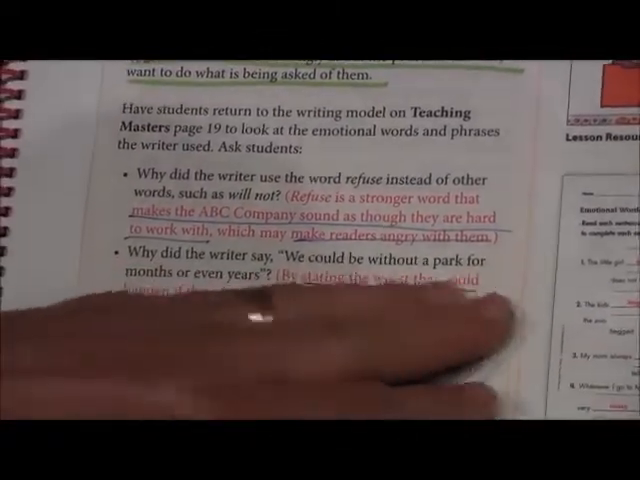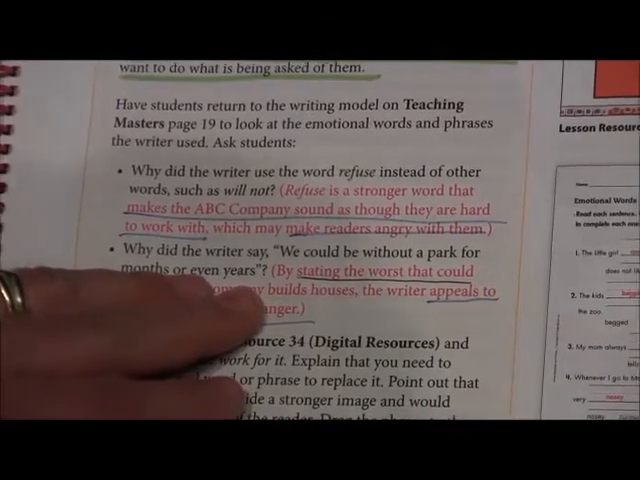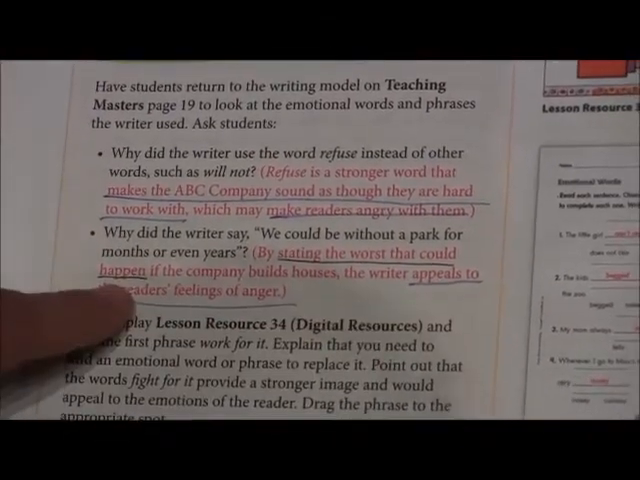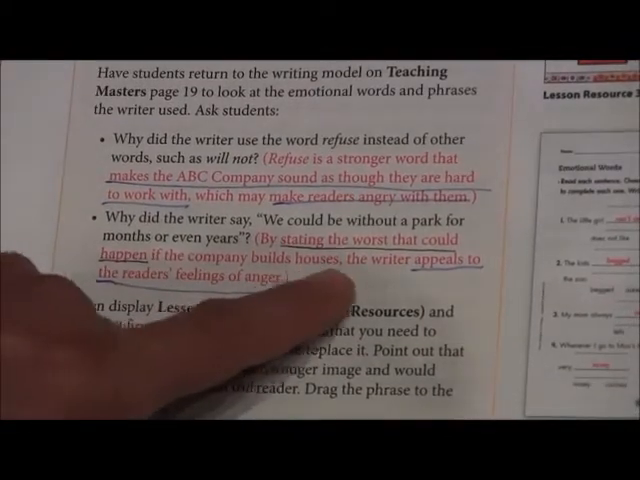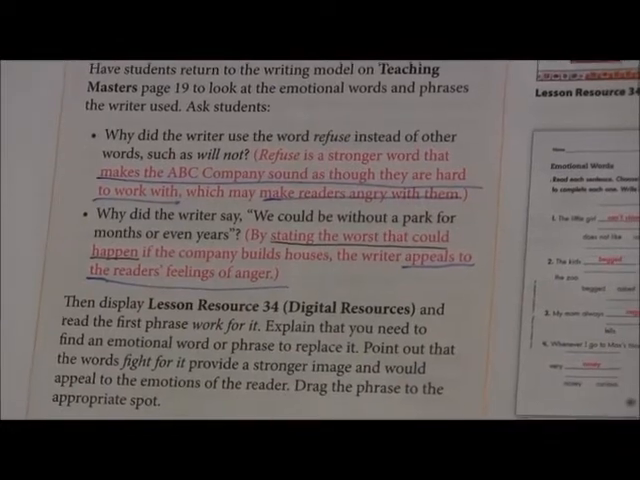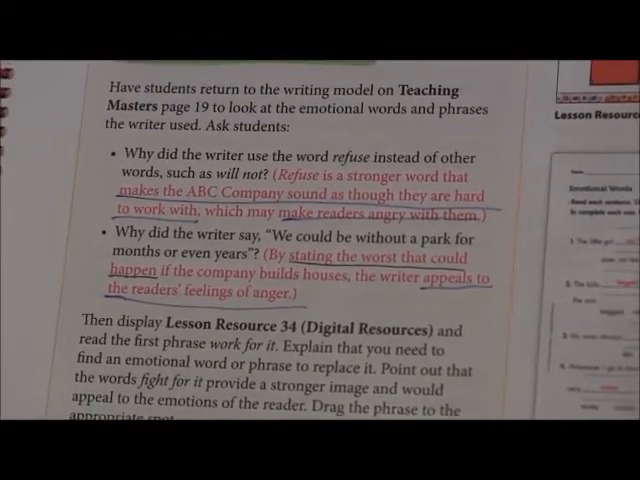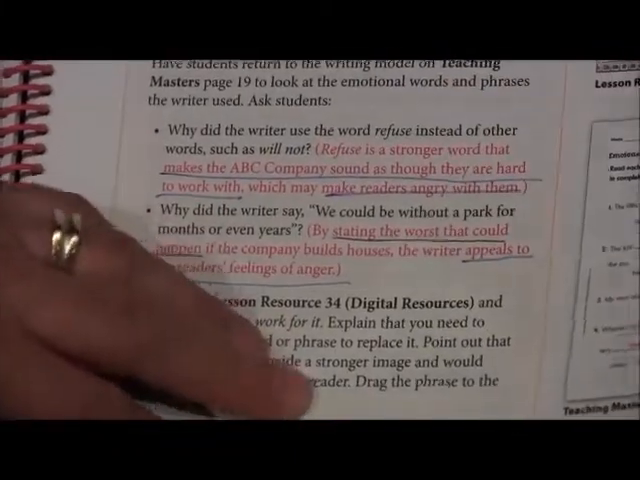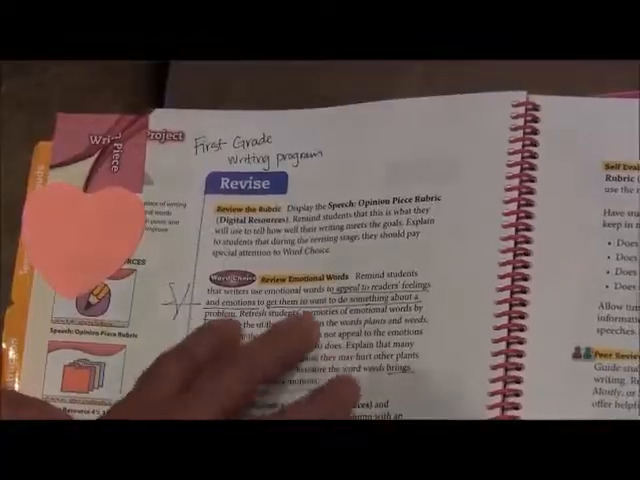Why did the writer say we could be without a part for months or even years? And this is the conversation to have with these 6-year-olds. By stating the worst that could happen if the company builds houses, the writer appeals to the reader's feelings of anger. So we're teaching the 6-year-olds to stir up anger and fear in their readers in order to accomplish the social goal. Do you think it would be fair to call this about how to do emotional words?